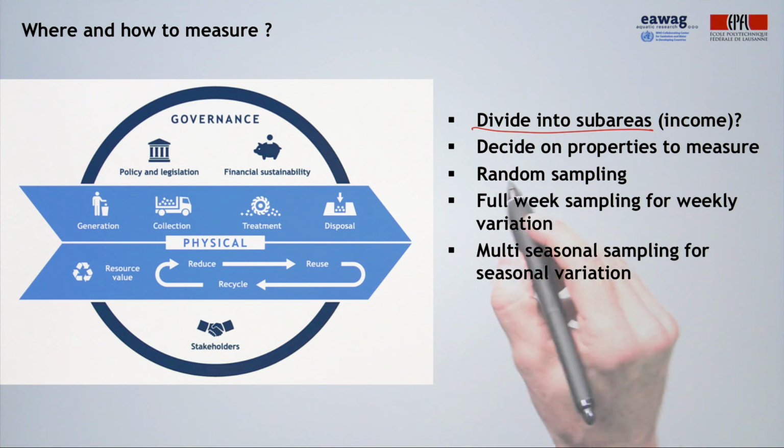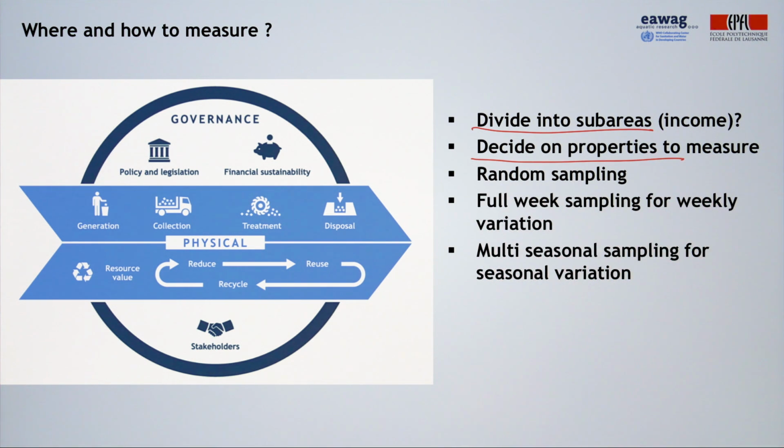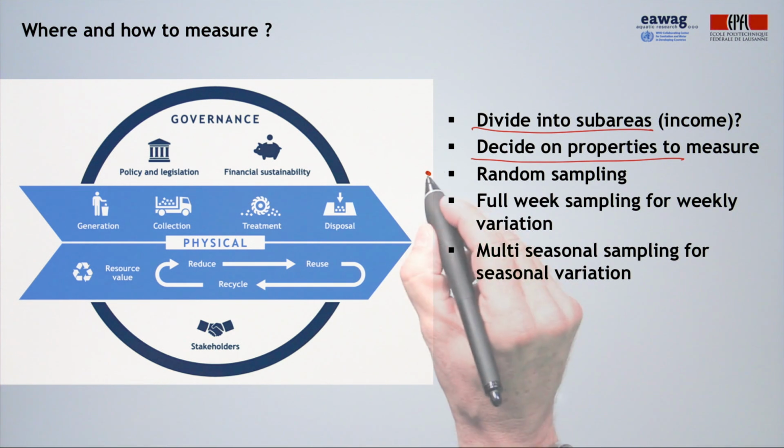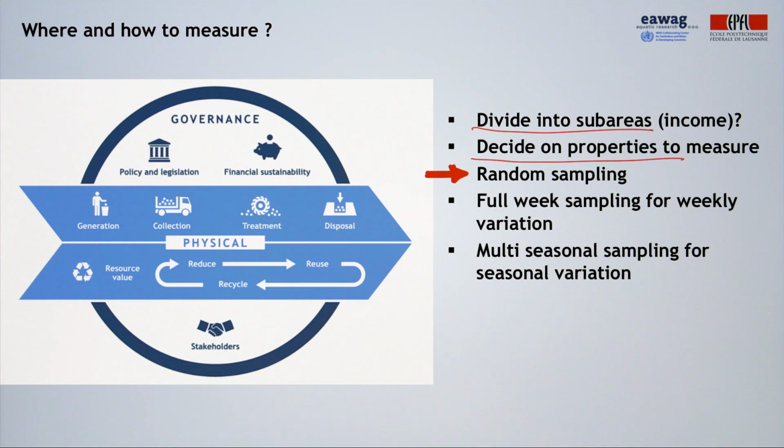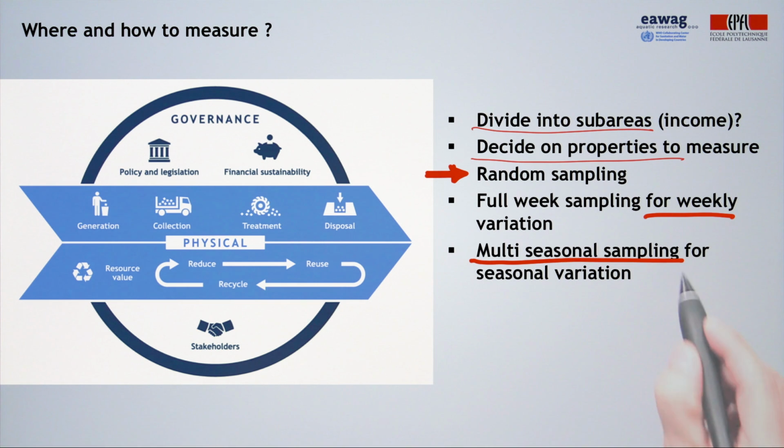What you will also need to decide is on properties that you want to measure. What is always important is to ensure random sampling. To get the variation of waste generation, we need to sample over at least a week, and if possible, we should also ensure multi-seasonal sampling to capture the seasonal variation.